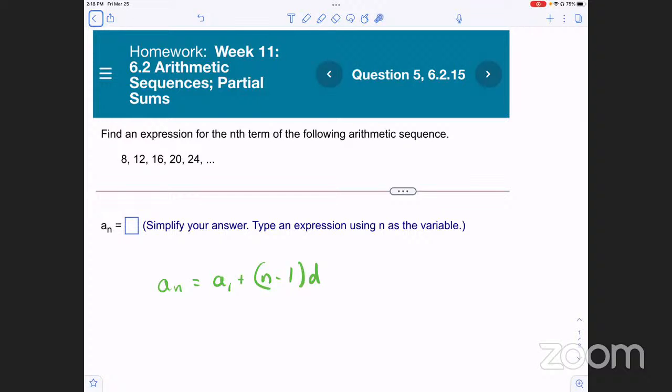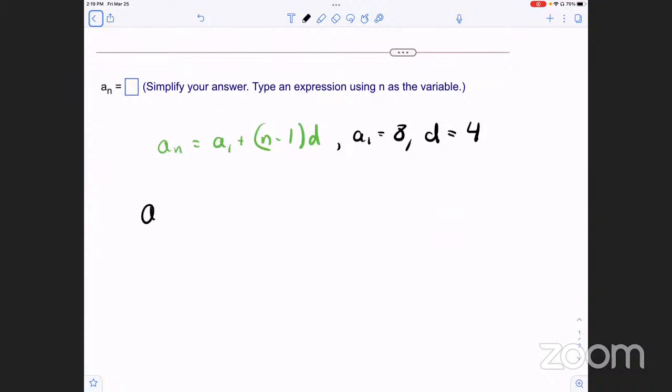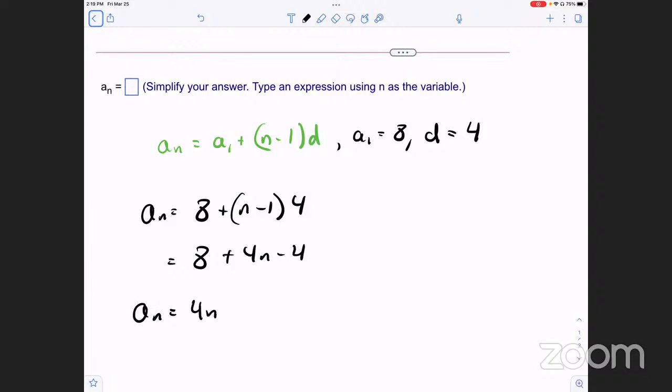Let's confirm that this is arithmetic. We add 4, we get 12. We have 8, 12, 16, 20, 24. The first term is 8, and the common difference is 4. We're adding 4 each time. So if we want the general term, the nth term, that's going to be 8 plus n minus 1 times 4. If we distribute that 4, we get 4n minus 4. So then the nth term is going to be 4n plus 4.